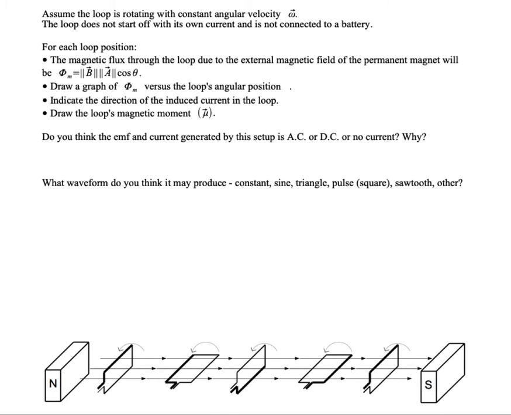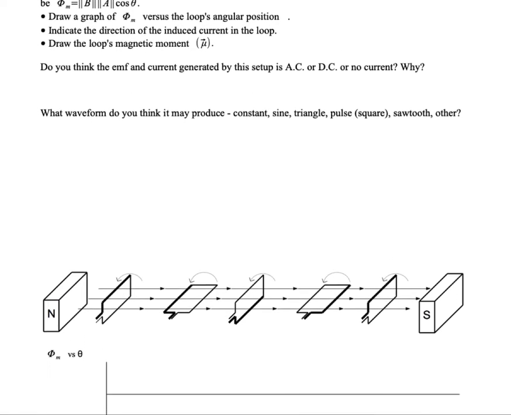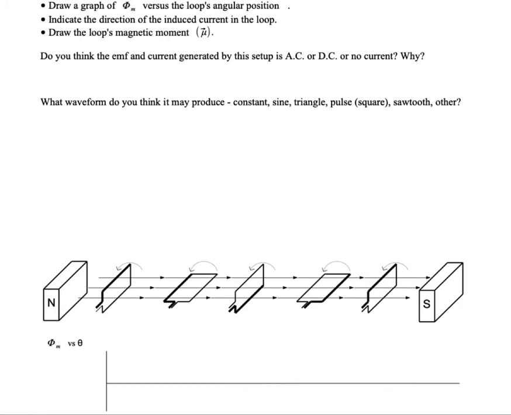For each of the loop positions below, the magnetic flux of the loop will always be given by BA cos theta, where B is the magnetic field, A is the area of the loop, and theta is the angle between the B field and the area vector. We'd like to draw a graph of how the magnetic flux through the loop changes with time. We also want to indicate the direction of the induced current in the loop.